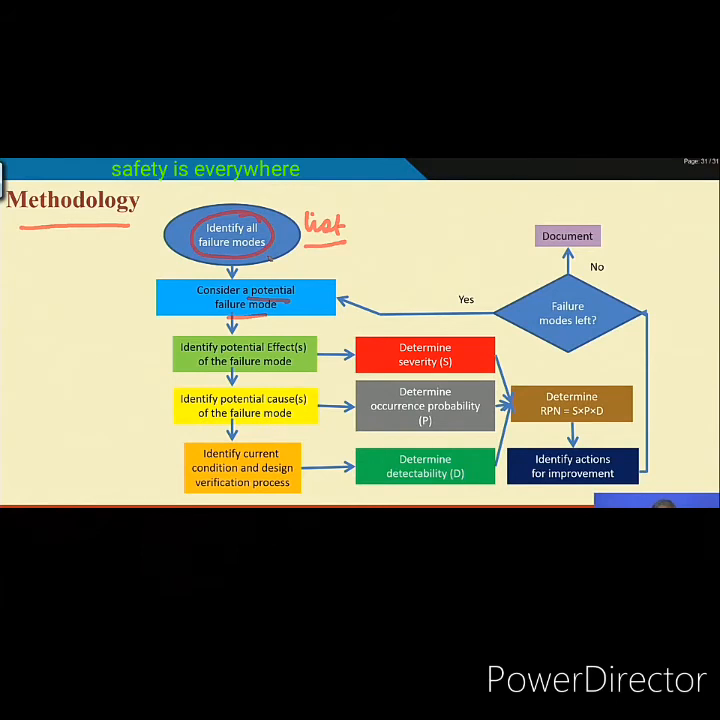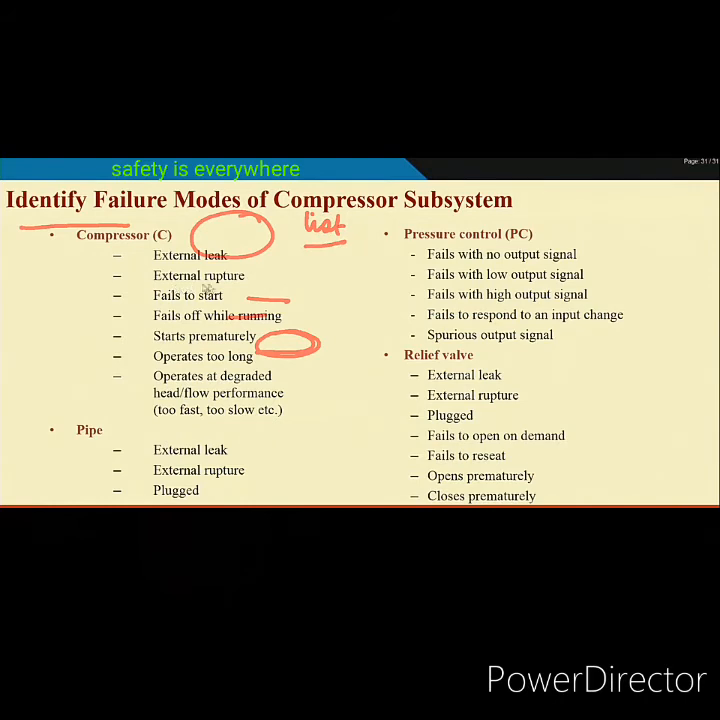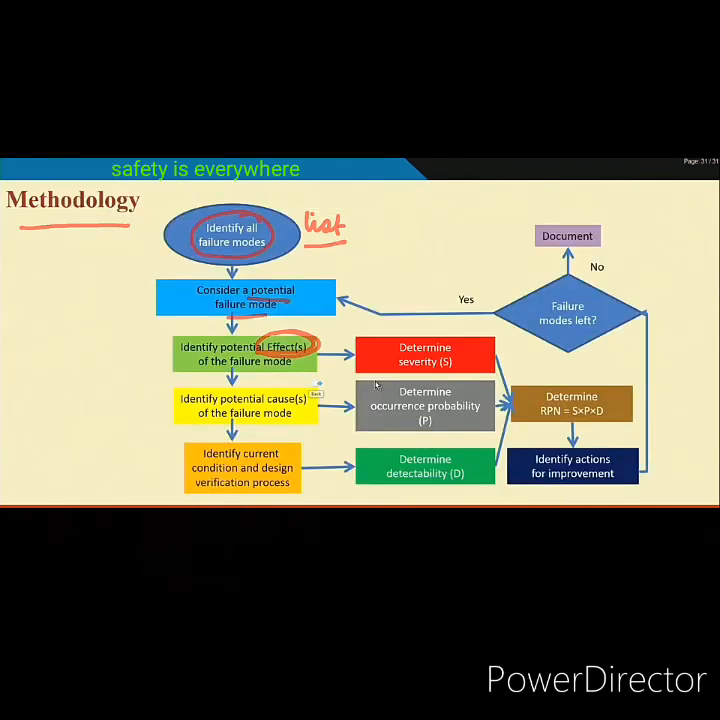Then there are three important things you have to do. One is, if failure occurs in that mode, what is the effect? What is the consequence it is going to have? This will talk about severity. For example, in this particular case, if you see external rupture, the compressor rupture, what will happen? It will not create a huge thing.